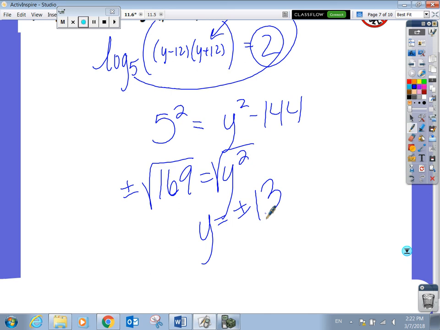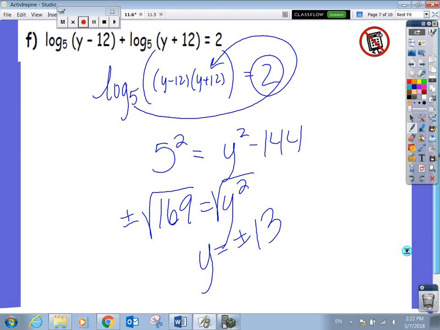But before you box the answer, you have to check. Here we're looking for the argument. When we plug in 13, we get a positive argument. When we plug in negative 13, we don't. So we only have one answer of 13.